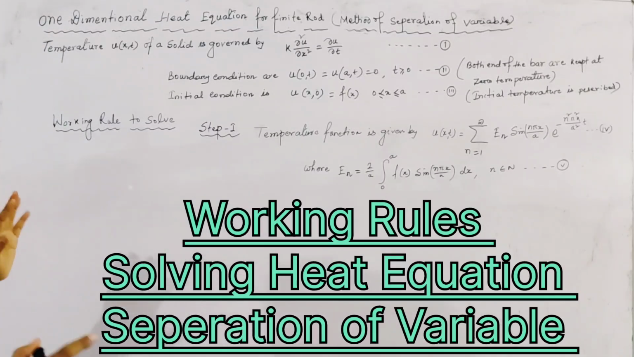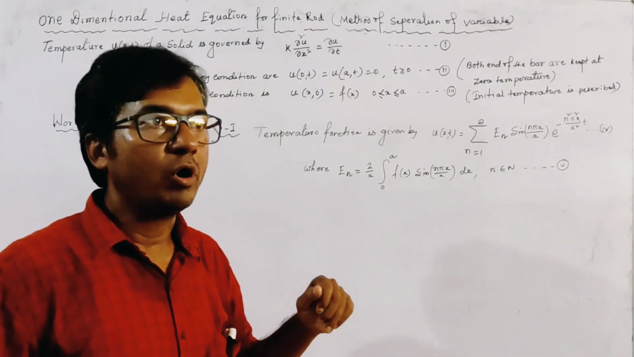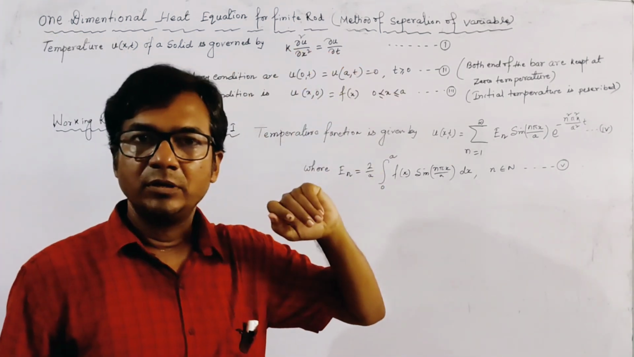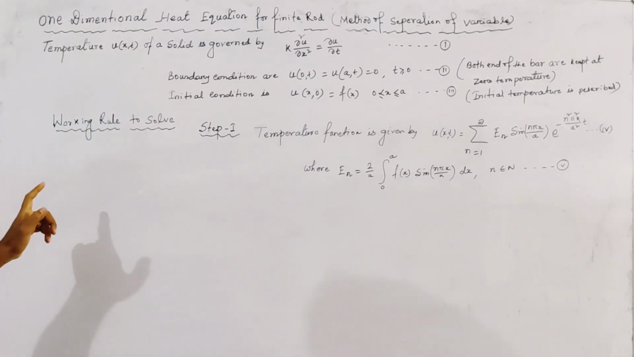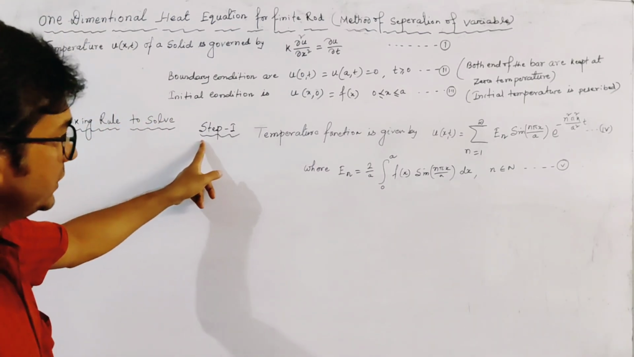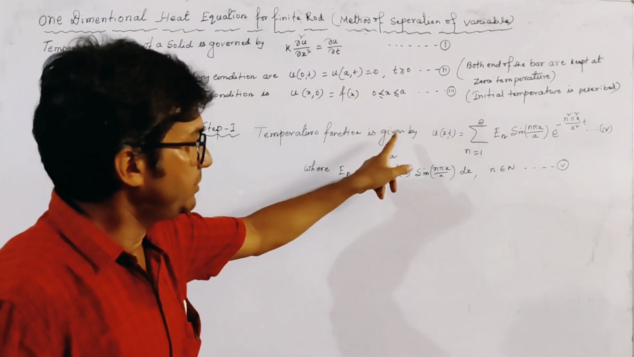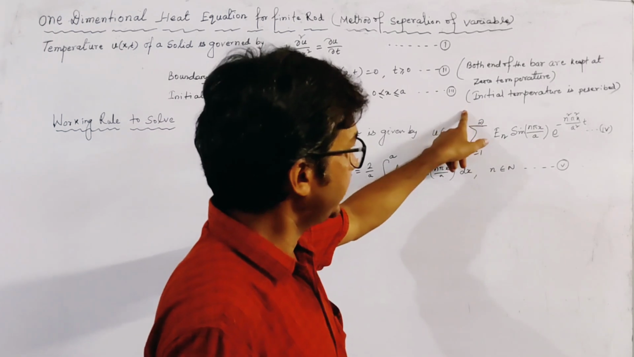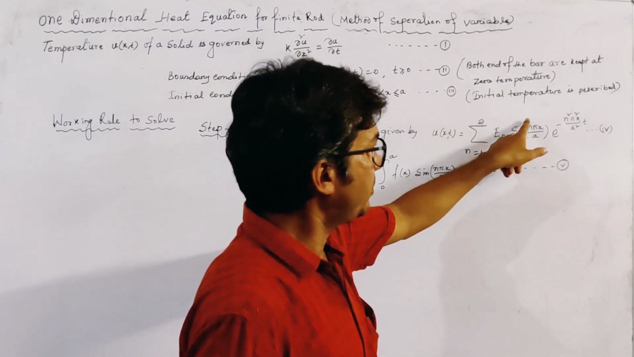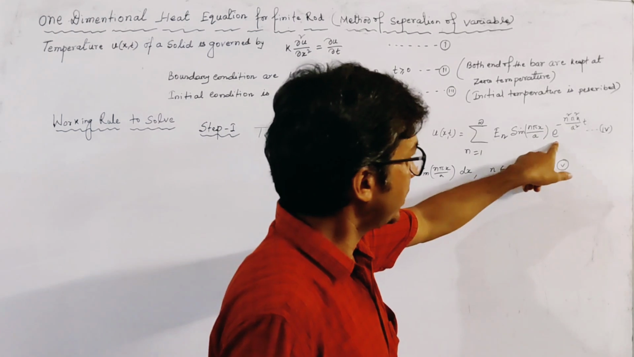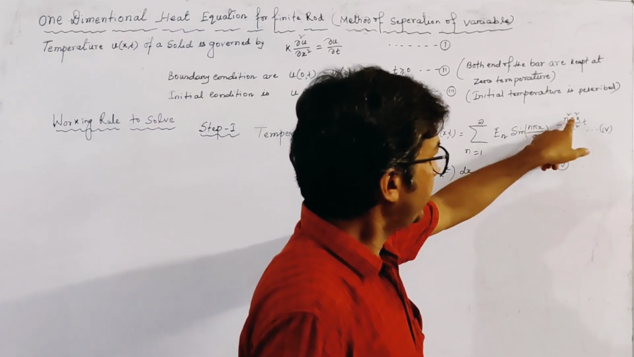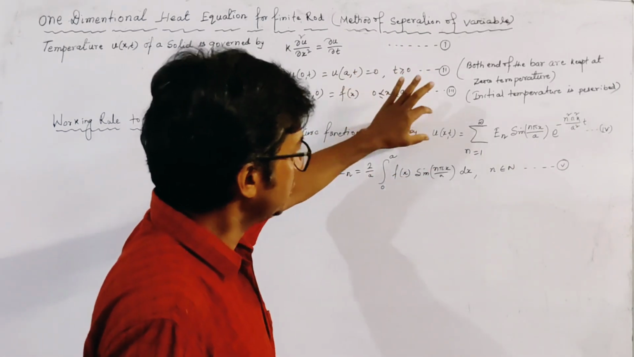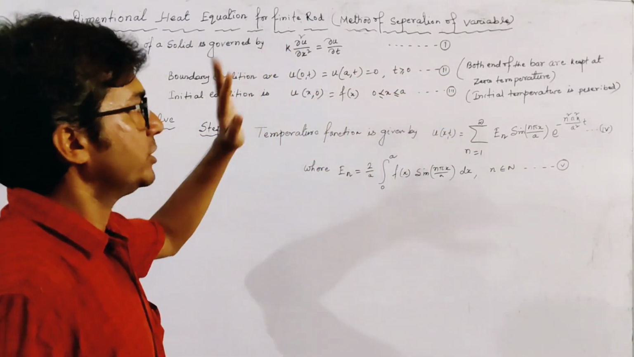So here we discuss the working rule of the solution by the method of separation of variables. In step 1, the temperature function is given by u(x,t) equal to the summation n equal to 1 to infinity of E_n into sin(n pi x by a) into e to the power minus n squared pi squared k by a squared into t. We directly write the general solution of this problem.